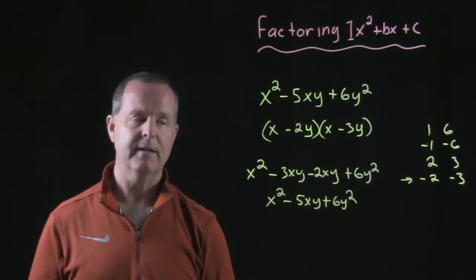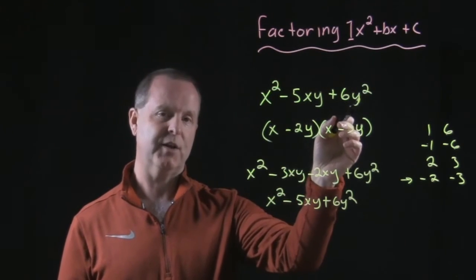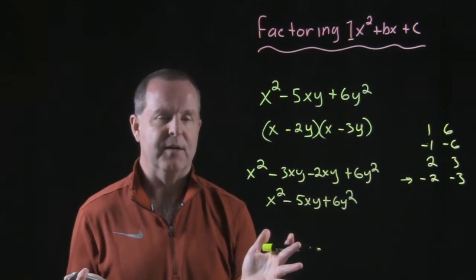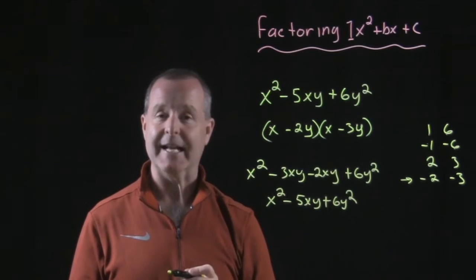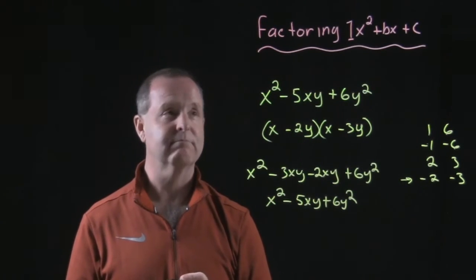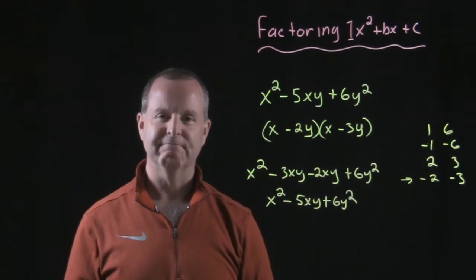And that's our check. So when there's a y squared in that back term, don't let that scare you. We just know that we'll put a y in that second slot in both of those binomials. And then from there, everything's the same.